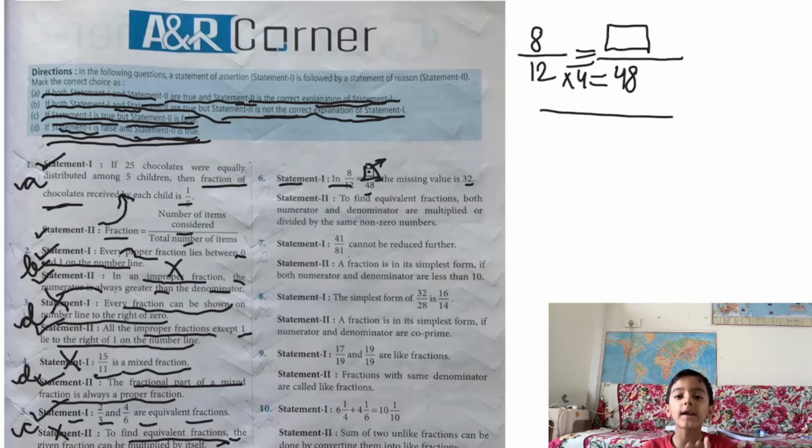They are saying that these are equivalent fractions. So to find a numerator, we have to also multiply the numerator by 4. So we'll multiply the numerator by 4. So here 8 multiplied by 4 is equal to 32. And here also they are saying the missing value is 32. So here statement 1 is correct.